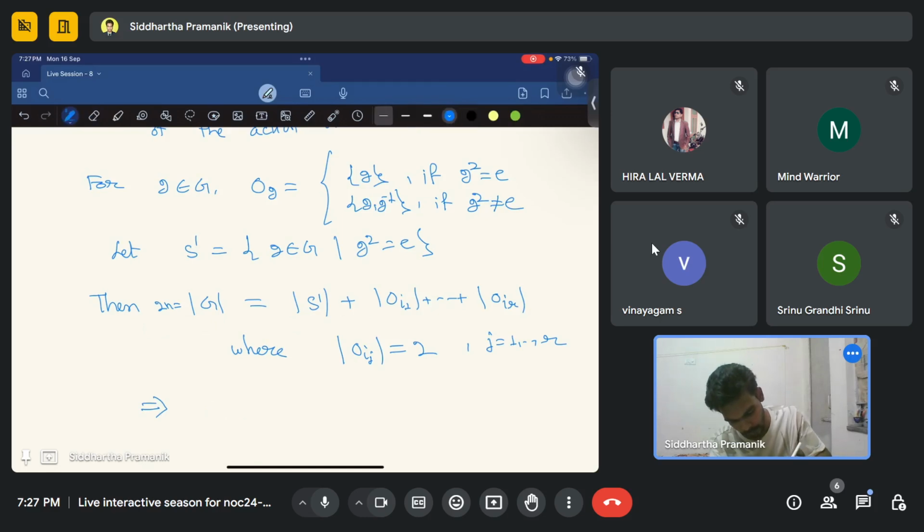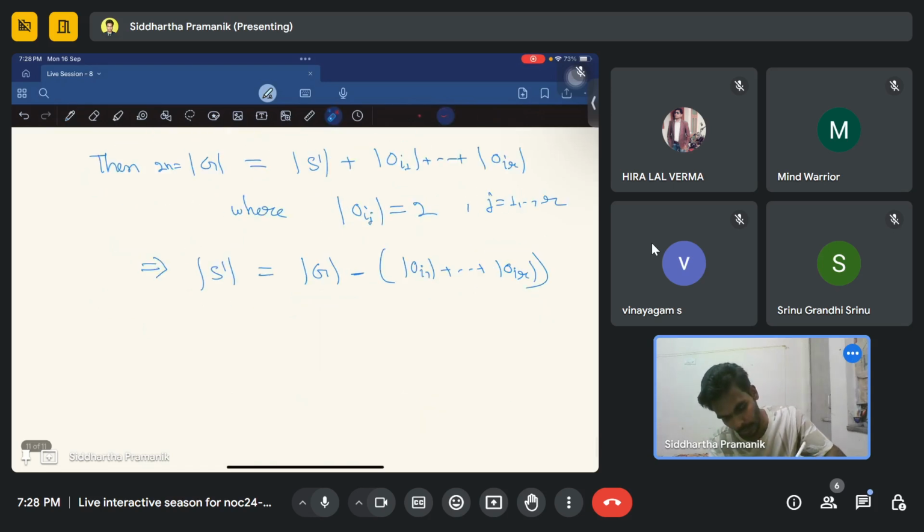So I am saying, order of S prime is basically order of G minus order of orbit of I1 plus dot dot dot plus order of orbit of IR. Now 2 divides order of G, and 2 divides this part. So 2 divides this whole number. So that means 2 divides order of S prime. So this implies order of S prime is even.